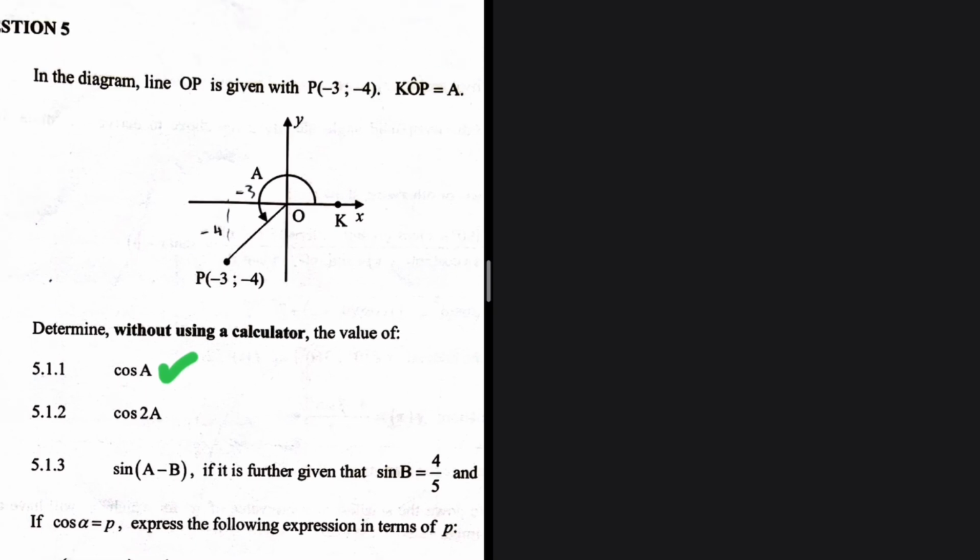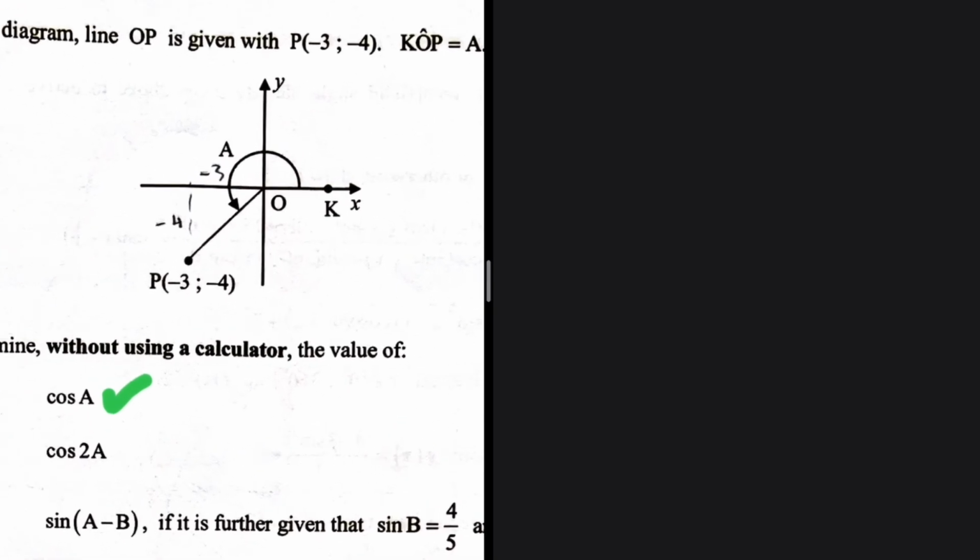Determine without using a calculator the value of cos A. So let's go ahead and take a look at what is happening. We have a point P, which is what we usually have. On this point P, obviously we have the x and the y. The x happens to be -3 and the y value is -4. Why don't we find the hypotenuse? Why don't we find r from the get-go?